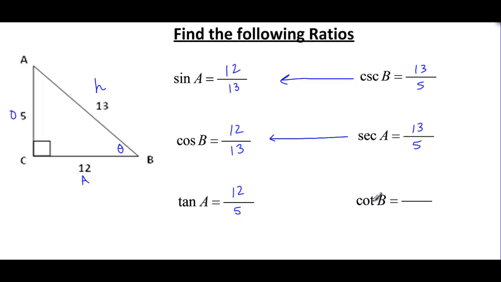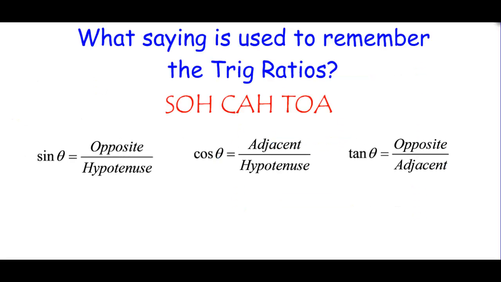Now what happens if I take the cotangent of B? Well, cotangent is just the reciprocal of whatever tangent would be. So if I'm at angle B, tangent is opposite over adjacent. So if I take the reciprocal, I'm going to get adjacent over opposite. So does this mean all the answers are the same? No, it just depends on what angle you're at. It can make all the difference in the world.